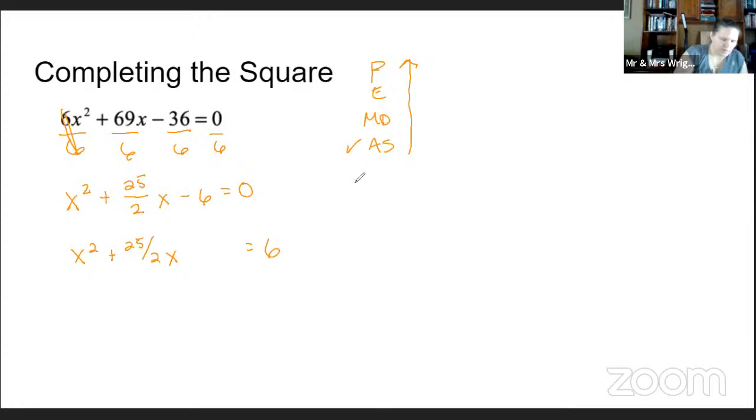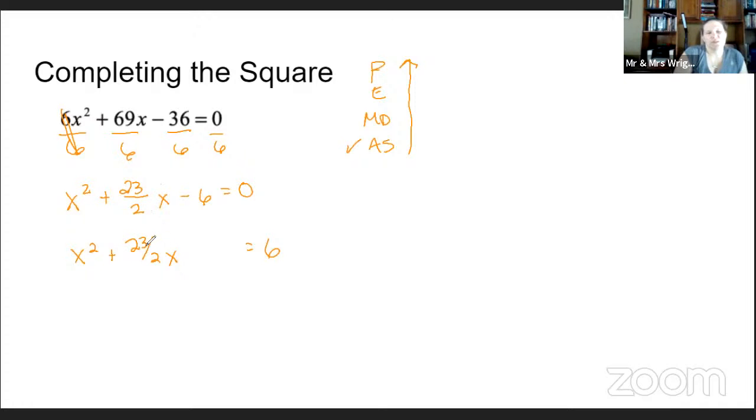Let's see. 69 divided by 6 is 11.5. 25 divided by 2 is 12.5. So I didn't do that right. It's not 25 over 2. 69 divided by 3 is 23. I didn't read my calculator correctly. It's 23, not 25. Sorry about that. That makes a lot more sense. 23 over 2.